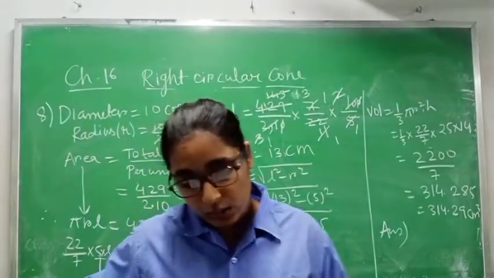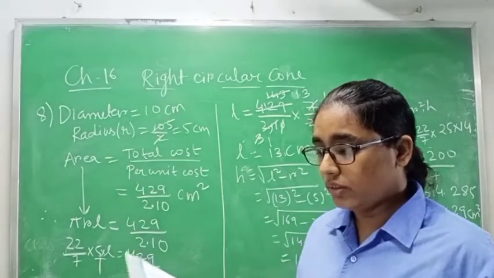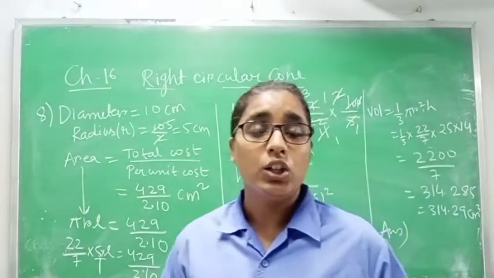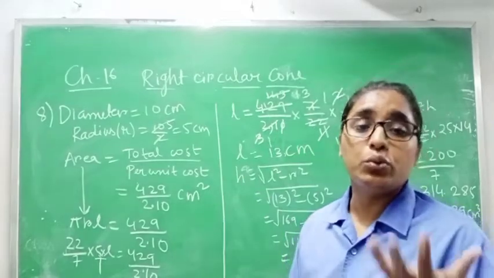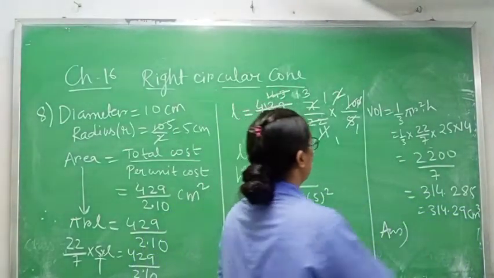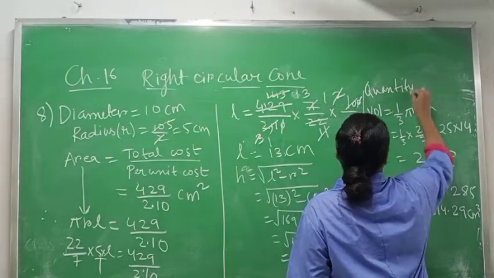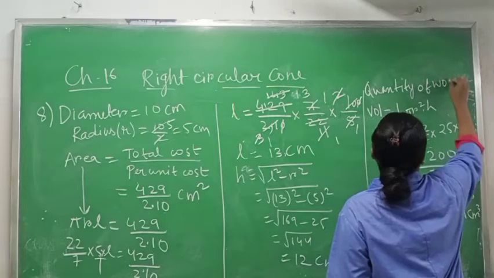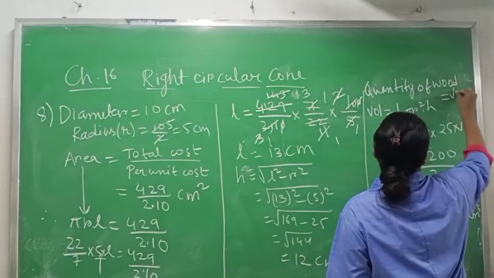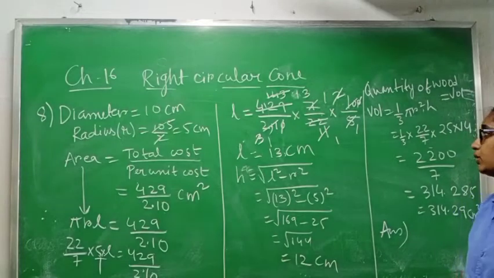One more thing they are telling you to find. Let us also determine the quantity of wood which is required to make the toy. Whenever quantity of wood is given, it means that they are telling you to find volume. So you can write quantity of wood is equals to volume. That is why we are finding volume. Means what is the weight? Weight is nothing but volume.